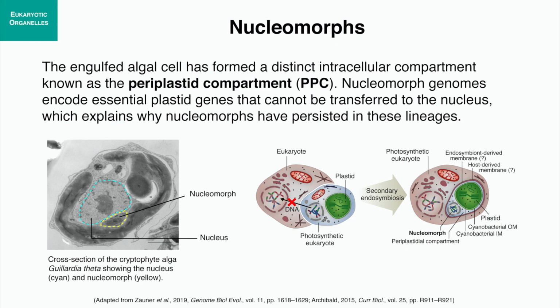The engulfed algal cell has formed a distinct intracellular compartment known as the periplastid compartment. Nucleomorph genomes encode essential plastid genes that cannot be transferred to the nucleus, which explains why nucleomorphs have persisted in these lineages.